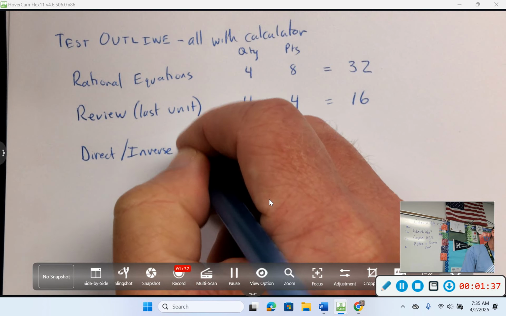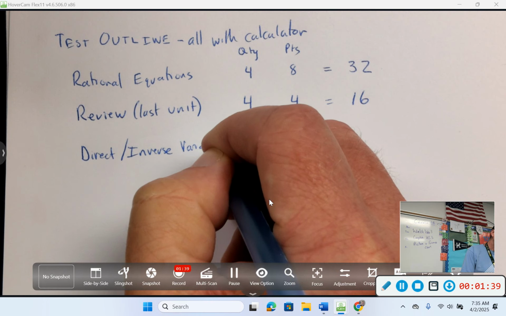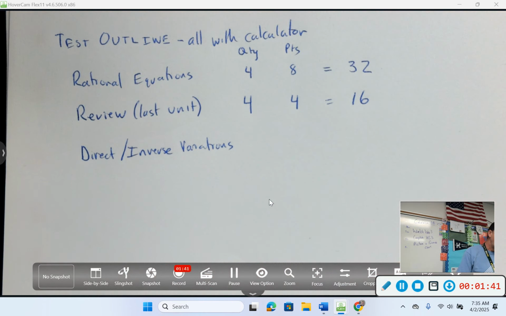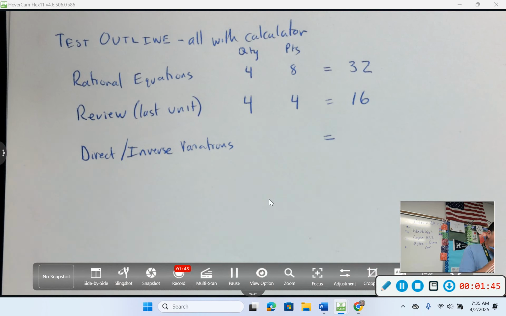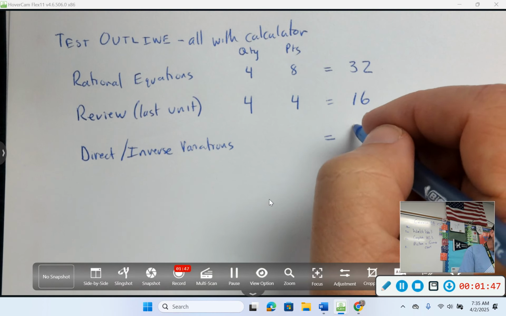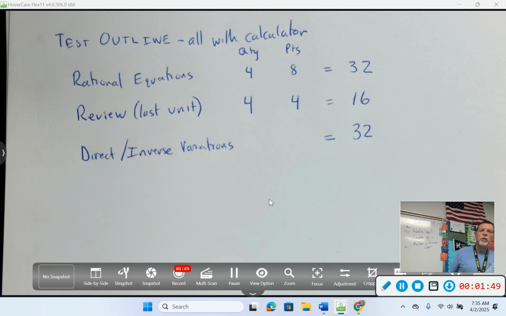Direct/inverse variation questions. I'm just going to say that makes a total of 32 points because some of those are divided into like pieces, so it's difficult to count how many questions there are because there's one question with 3 parts and then 2 questions with 1 part and whatever. It's 32 points worth.